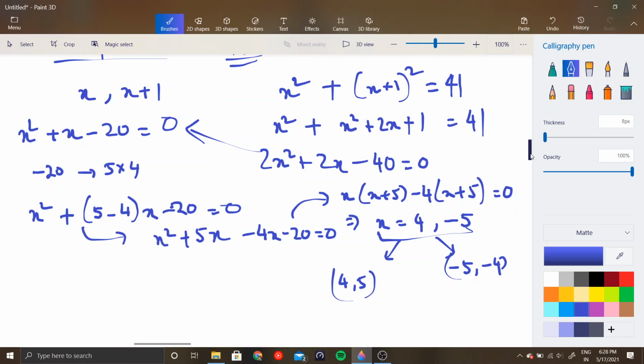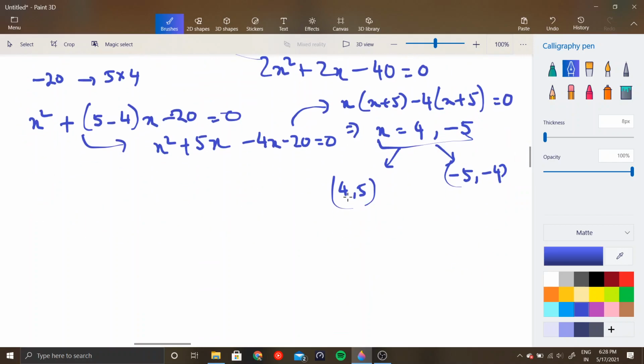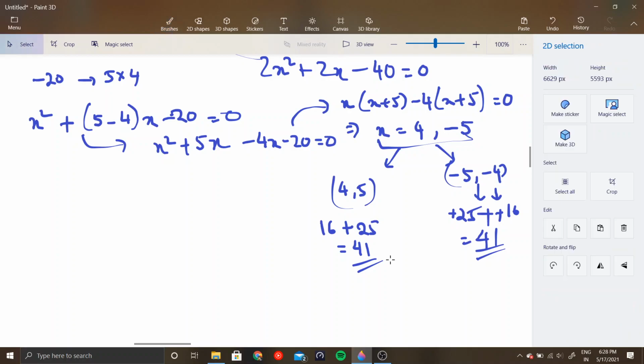So let's square and find the sum. 4 squared is 16 and 5 squared is 25, so their sum is 41. Also here, minus 5 squared is 25 and minus 4 squared is 16, plus 16 and plus 25, and the result is also 41. So we have done the sum correctly. Okay, nice. Let's look at the next sum.